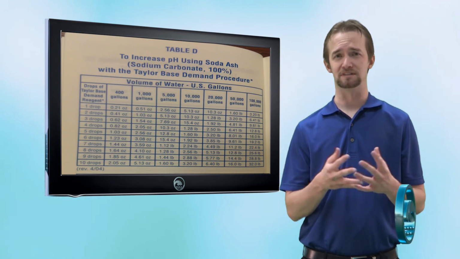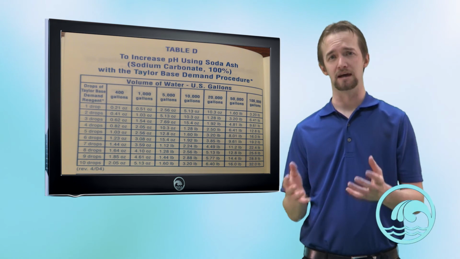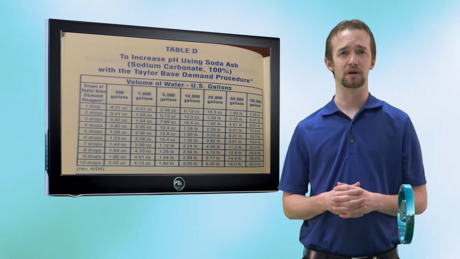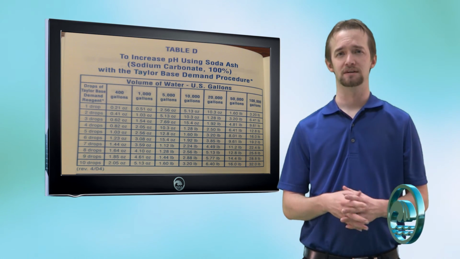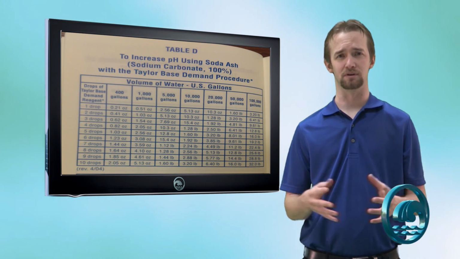Now that we know, we can simply take the proper amount of chemical, add it to the water, and know that our pH is going to be okay. That's how you test for pH using a Taylor K2005. Let's move on now to the next test, which is total alkalinity.